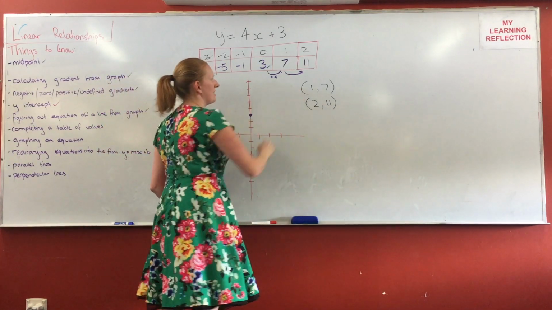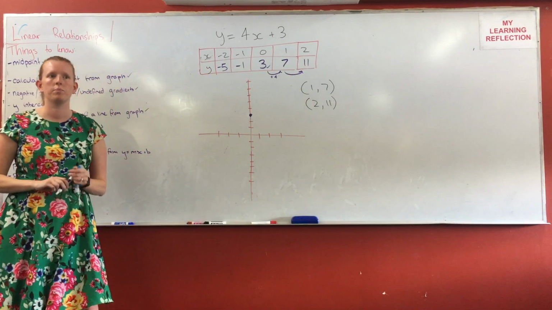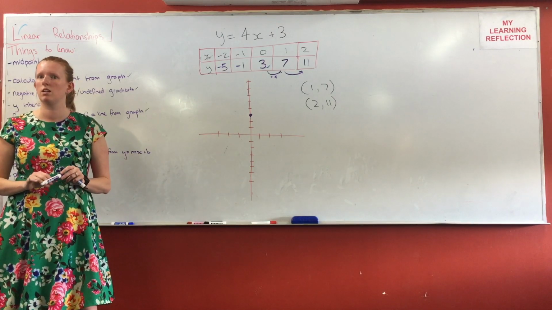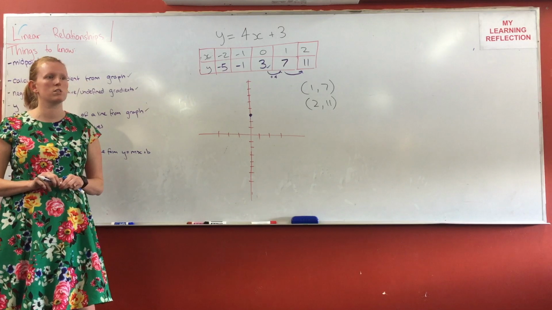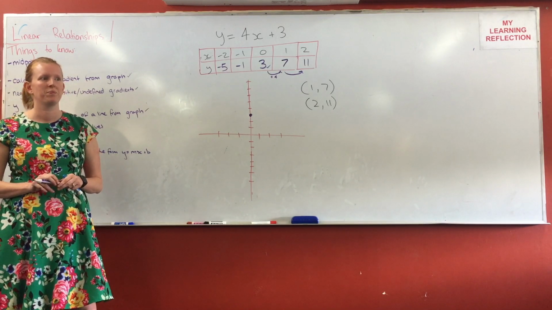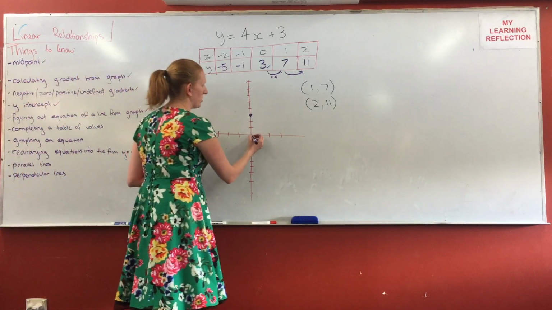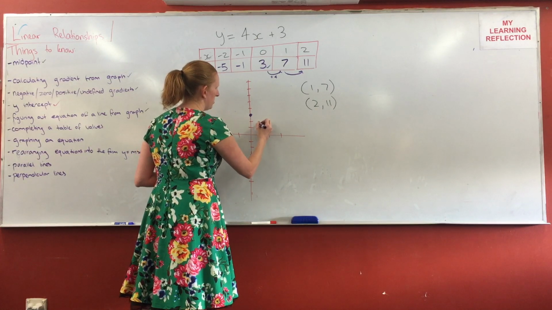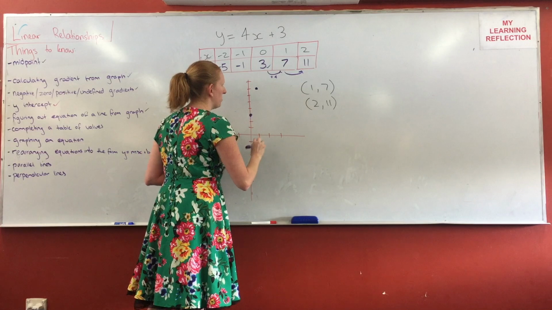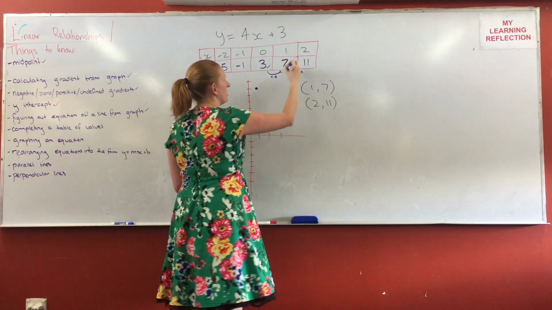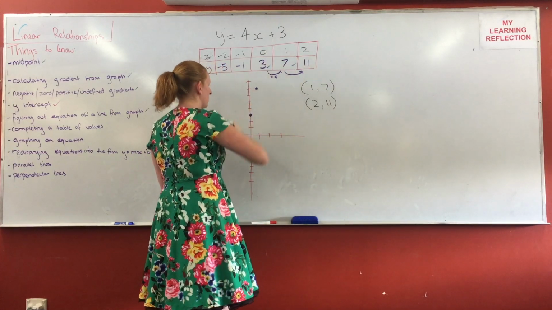So where's 1, 7? How do I find 1, 7? Do I go up to 1 and across to 7, or across to 1 and up to 7? Awesome. Across to 1 and up to 7. So 1, 2, 3, 4, 5, 6, 7. I don't have enough spots on my graph to do the next one, but it'll be somewhere up there.